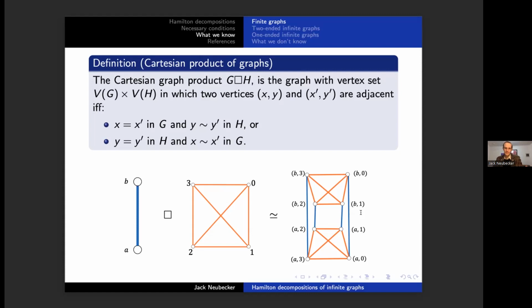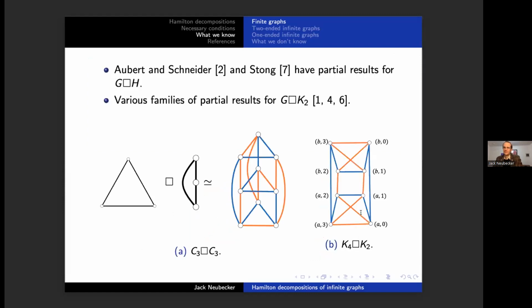So there are a lot of conjectures and results for Cartesian products of finite graphs. So it's kind of nice that we can notice this similarity. And in general, we'd like to extend as many of those results as we can to infinite graphs. But because of the different ends that we can get, it's not always that easy to just extend them the way you might think.